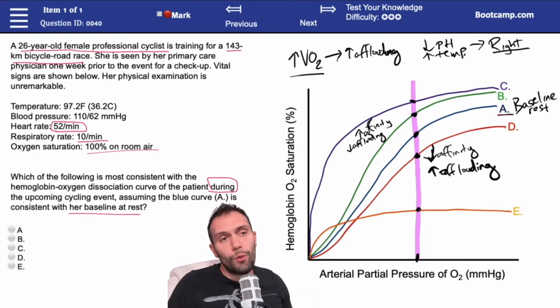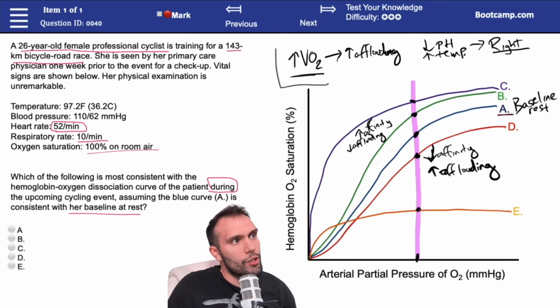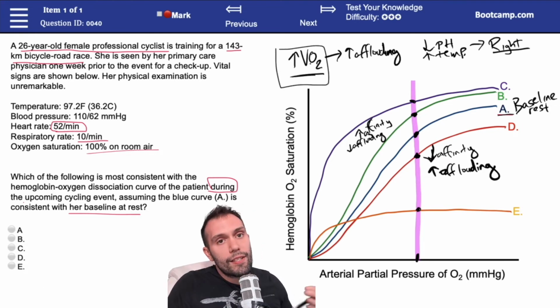Okay, so in general, the thing to remember here is that when we're exercising, we have increased oxygen extraction, like we already talked about, and that increased oxygen extraction is going to come from the fact that we have more offloading of oxygen. Okay, so if I have more offloading of oxygen, I'm going to go rightward shift. The rightward shift would be going this way, to the right of this curve. So either I'm going to end up on curve D or curve E.